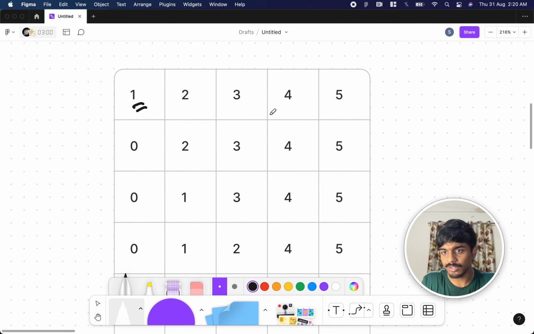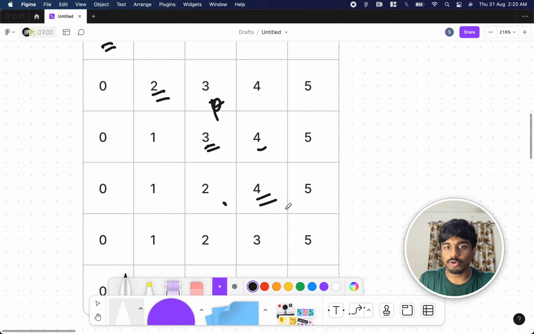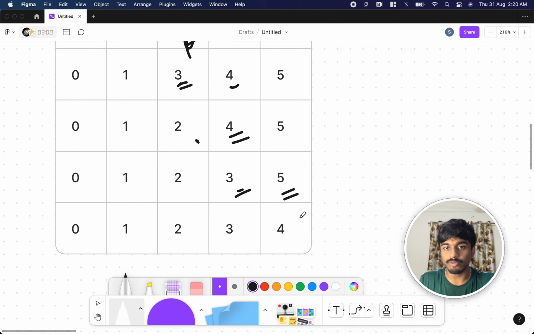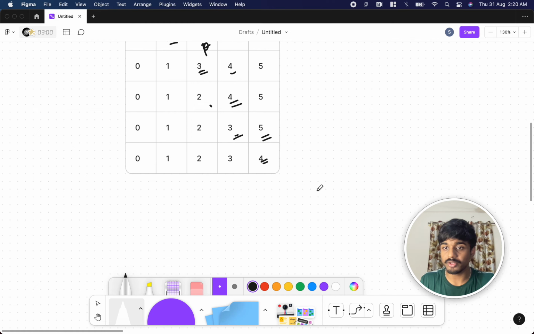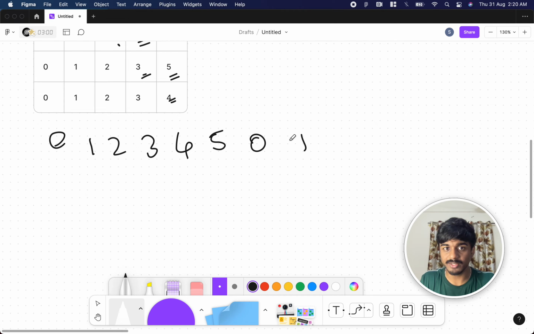For 1, what is the MEX value? The MEX value is 0. For 2, the MEX value is 1. For 3, it becomes 2. For 4, it becomes 3, and for 5, it becomes 4. So according to our hypothesis, we write 0 1 2 3 4 plus one more number, because if there are 5 numbers here, since 0 is included, 5 can come. So we write 0 1 2 3 4 5.